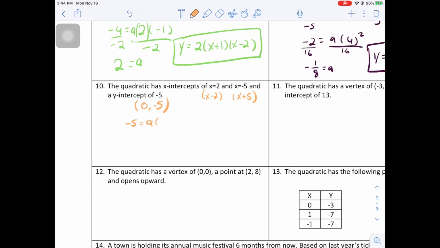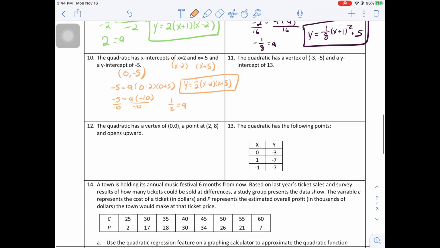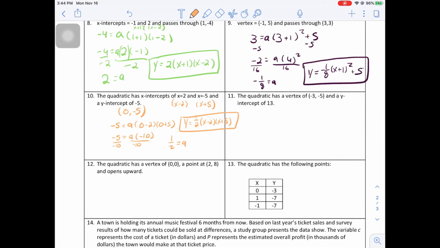All right, and then again, let's plug in everything we know. We know negative 5 is y. We don't know a. We know 0 minus 2 is going to go in there, and then 0 plus 5 is here. So that's negative 2 times 5, which is negative 10. So negative 5 is equal to a times negative 10. Divide by negative 10 on each side, and you would get 1/2 is equal to a. Whoops, that's not our answer. y is equal to 1/2 (x minus 2)(x plus 5). That would be our answer.